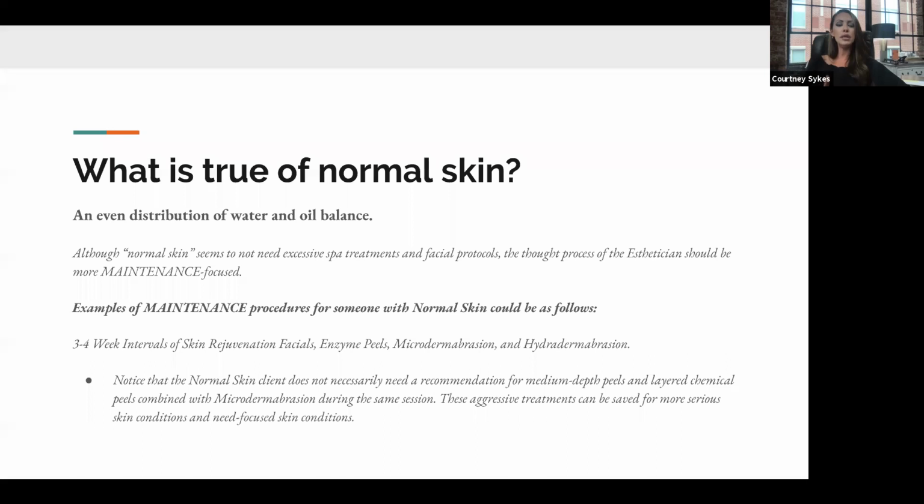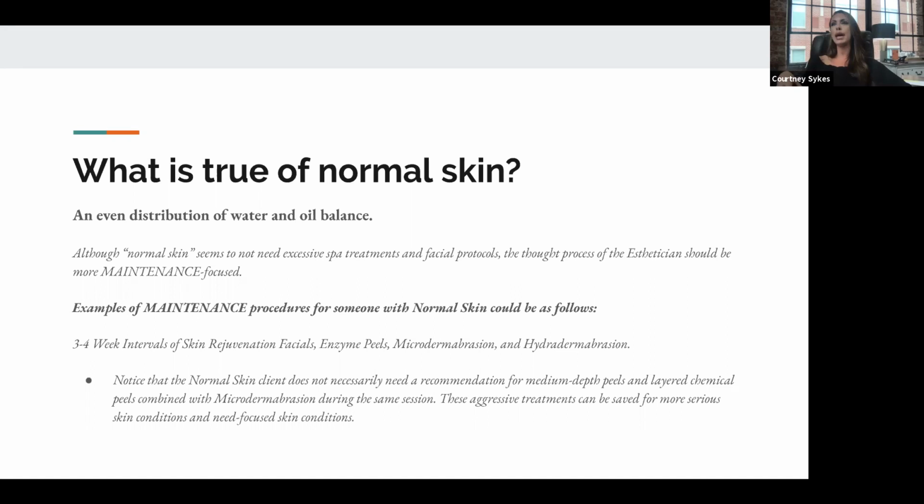So then notice that the normal skin client does not necessarily need a recommendation for medium depth peels and layered chemical peels combined with microdermabrasion during the same session. So true. These aggressive treatments can be saved for more serious skin conditions and need-focused skin conditions, which is what we focus on the most.